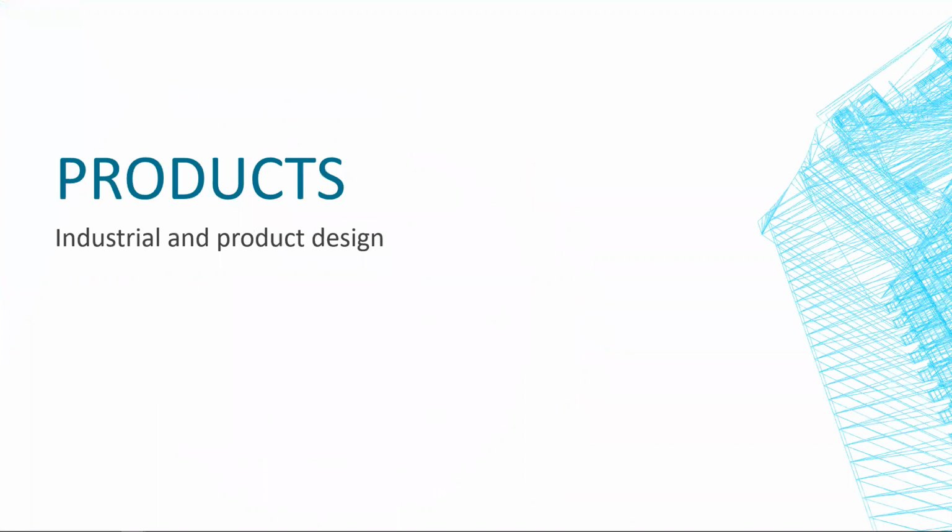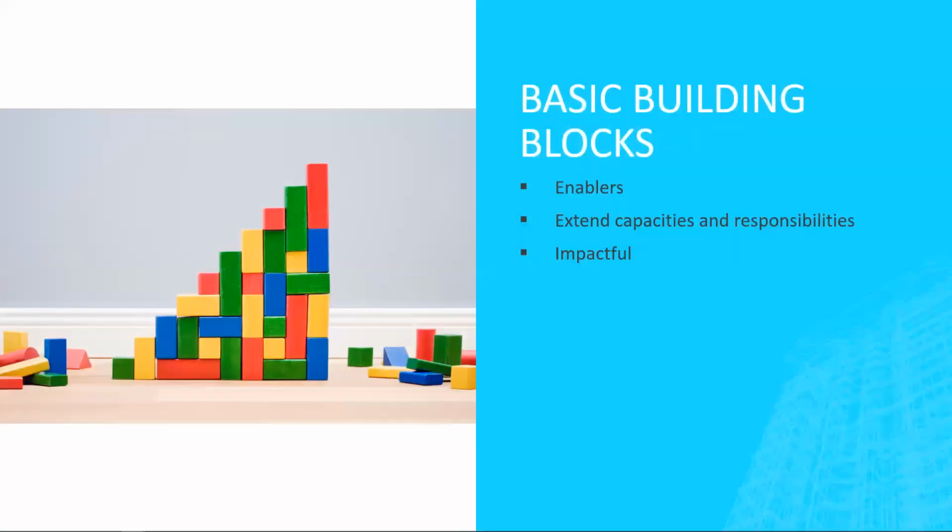So products constitute industrial and product design. So anything that is man-made, things that we use every day, from the humble coffee mug to the more complex items. And why are products situated at the bottom of the hierarchy? It's because products are the first and most basic building blocks of the built environment.